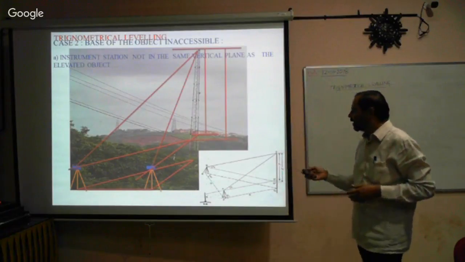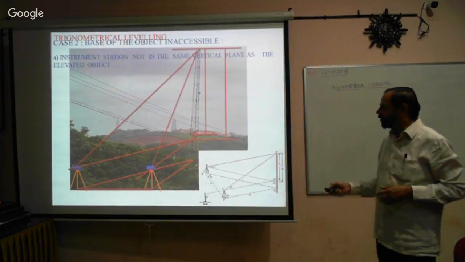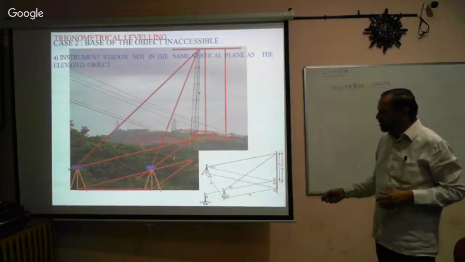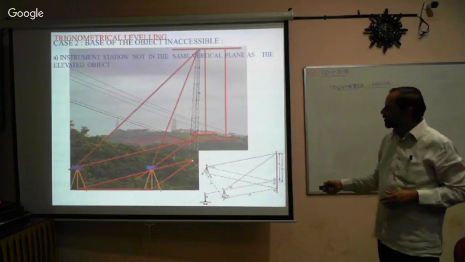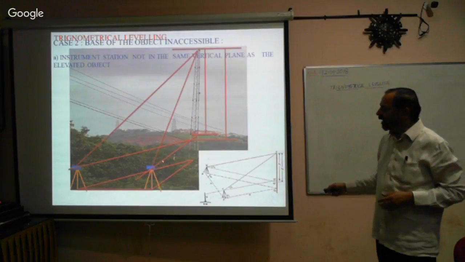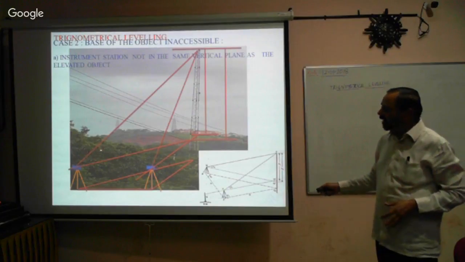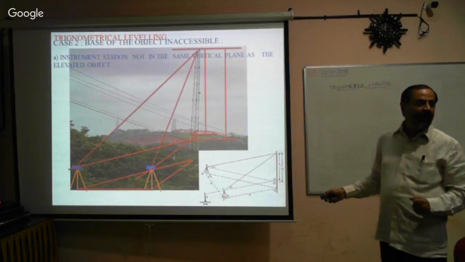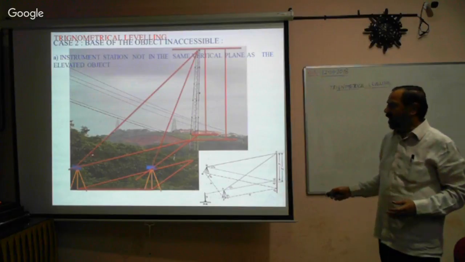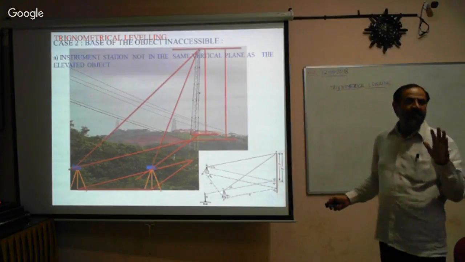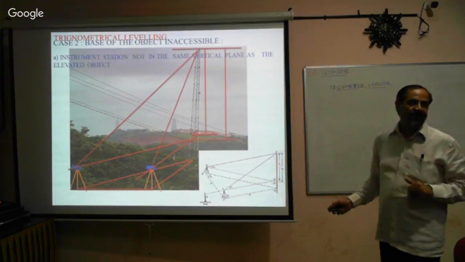Now first solve the triangle. On the ground it forms a triangle: instrument station 1, instrument station 2, and the object. We have measured the horizontal angle theta 1 and horizontal angle theta 2, and we have measured the vertical angle alpha 1 and vertical angle alpha 2. How many data do we have now? Alpha 1, alpha 2, theta 1, theta 2, and also staff readings S1 and S2.